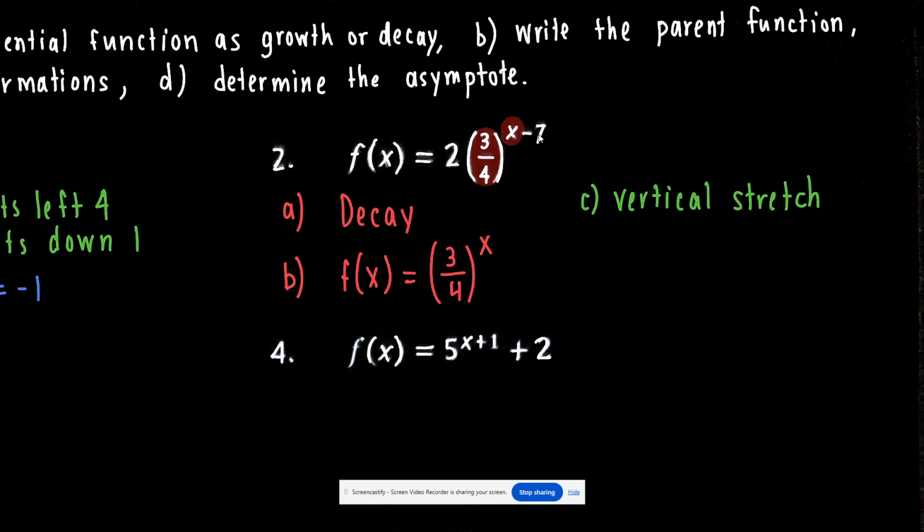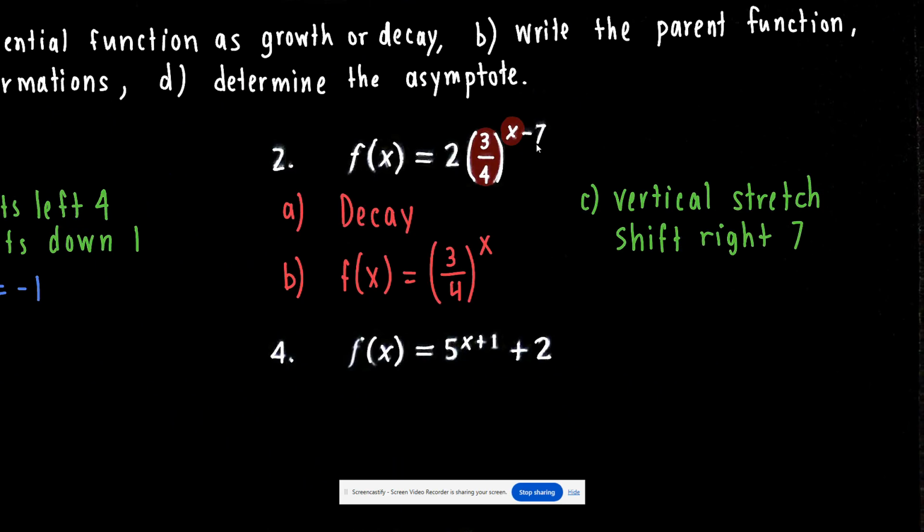But then also, remember where that minus 7 is. It's in the exponent, so that's inside. Inside's horizontal, and it's the opposite. That looks like a minus 7, so I know it's a positive 7 horizontal shift. So it's going to shift right 7.